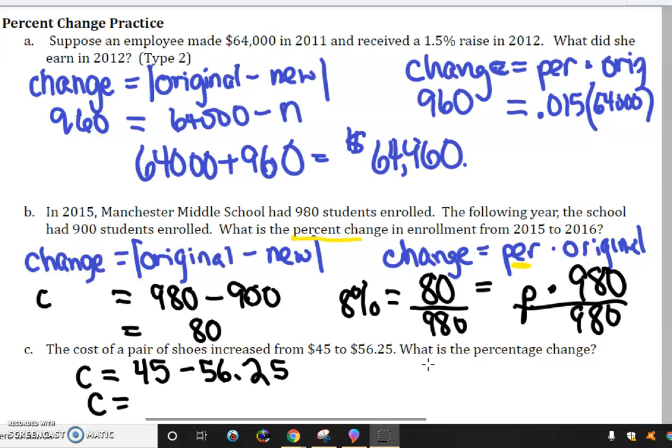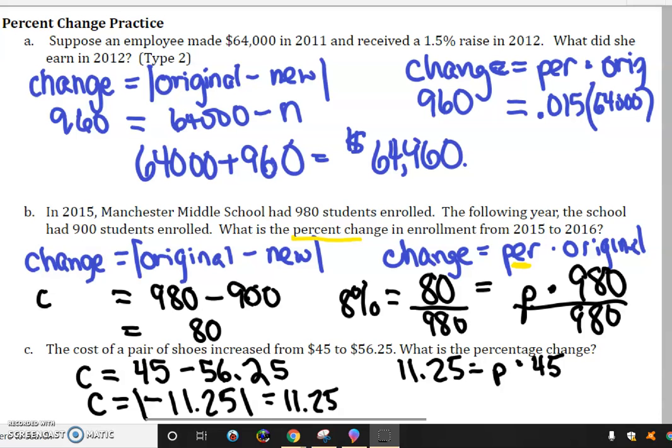I'm going to start letter C by subtracting the original price of the shoes by the new price of the shoes to see how much it changed, how much it increased. This is a good time to pause the video and see if you can finish the problem and then check your answer in a moment.